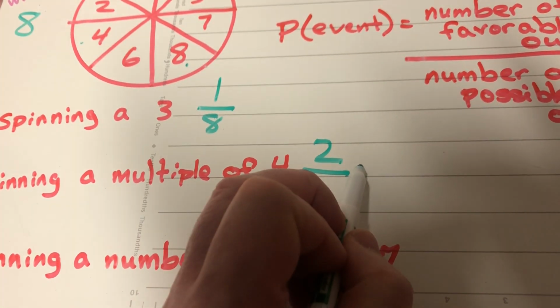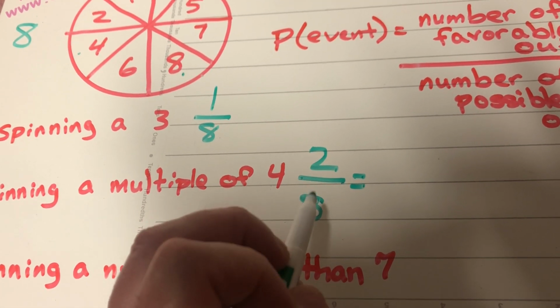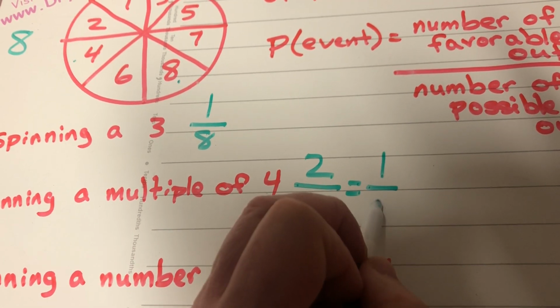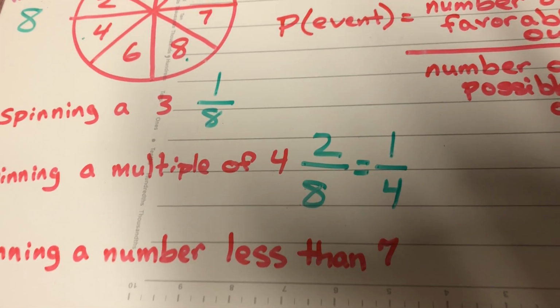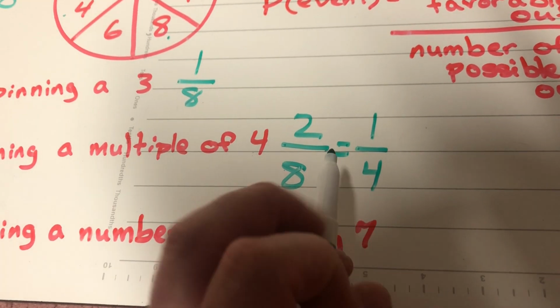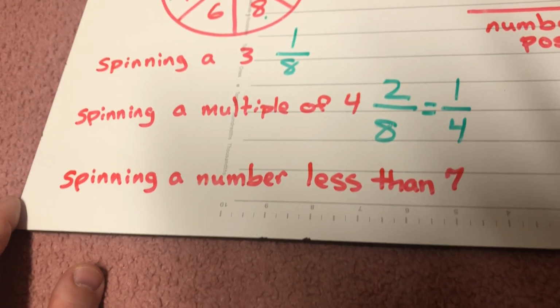So my theoretical probability is 2 over 8. Now, once again, that's not in simplest form. These are both even numbers, so I can divide them both by 2. 2 divided by 2 is 1. 8 divided by 2 is 4. I get 1 over 4. 1 over 4 is in simplest form. The only number besides 1 that can go into both 1 and 4 is nothing.